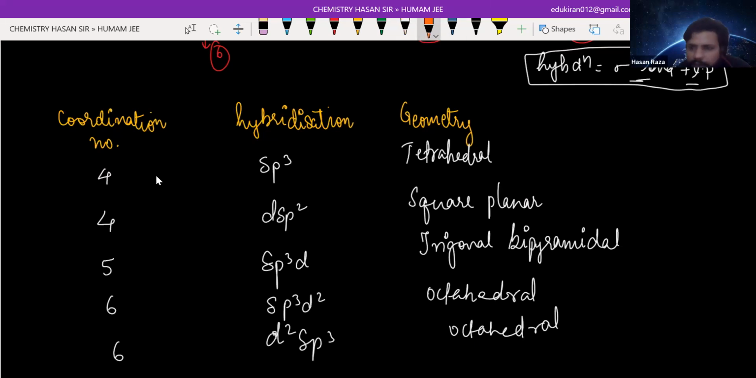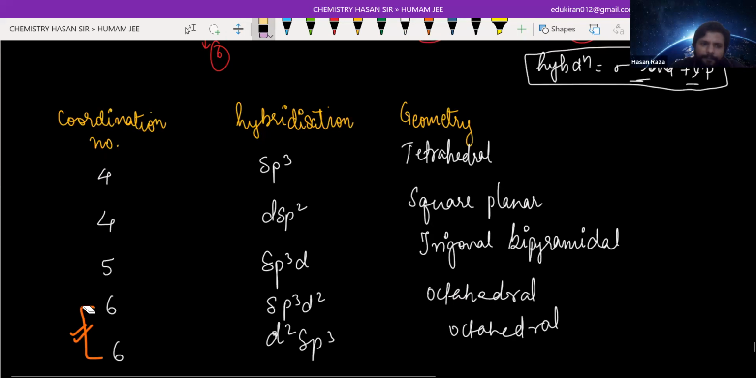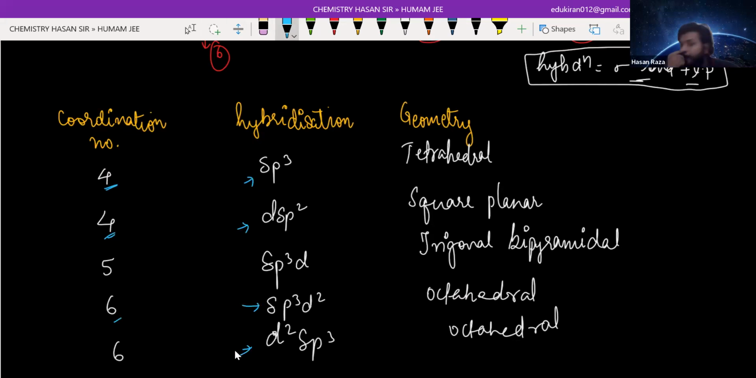We need to focus in our syllabus only on these two, and these two are there. For geometrical isomerism, these two are more important. This will also be there, but not that much. Are you getting my point? So you will come to know why coordination number 4 has hybridization sp3, why coordination number 4 has hybridization dsp2, and for 6, sp3d2 and d2sp3, why it is so, and why the geometry is different.